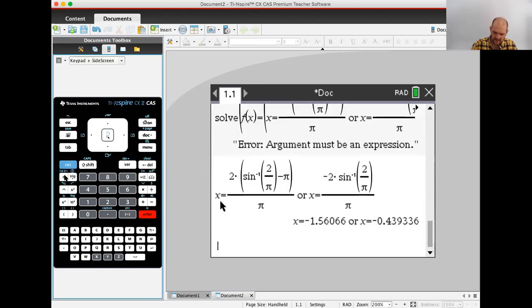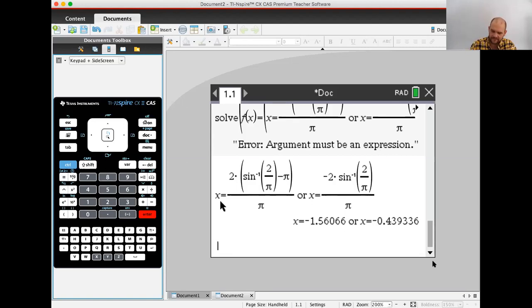So x is approximately, to 3 decimals, -1.561, or x is approximately, and I'm now realizing I should have said c, -0.439. So let's go back to the notes and see what we wrote. Those should really have been c values. I try to stress that a lot.